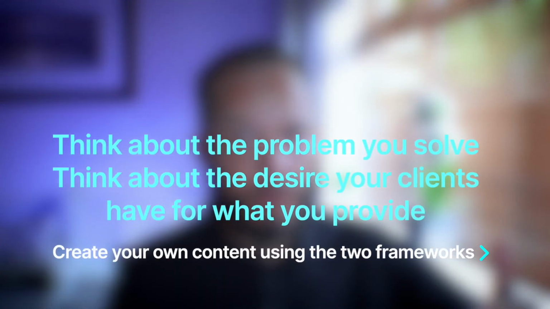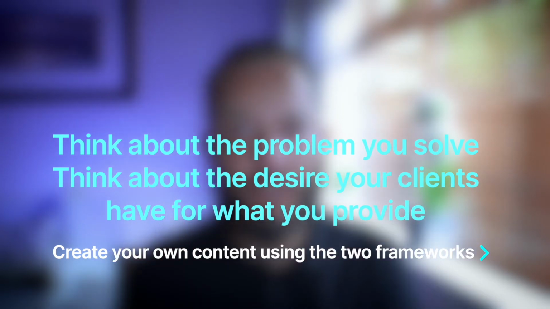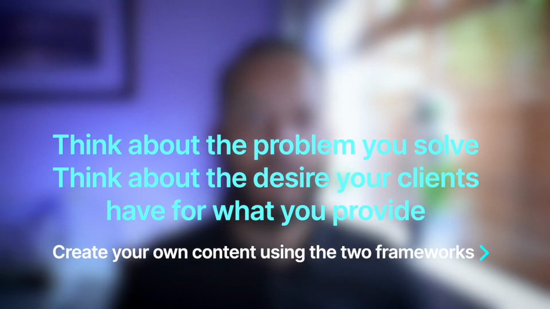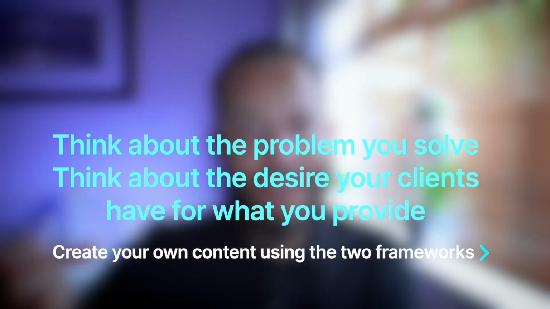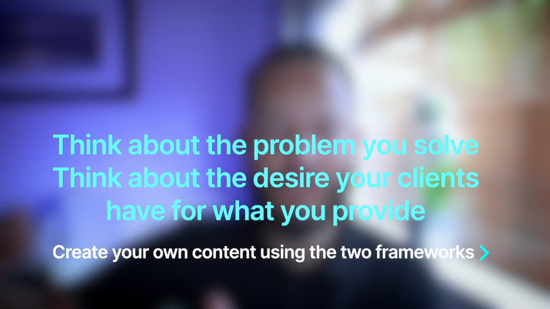So there you have it. AIDA, PAS, two of the most powerful messaging frameworks that exist in the world today. Take both of these frameworks, think about what it is that you do, think about the problem that you solve, think about the desire people have for what it is that you bring, right? And articulate it using the frameworks. Get people's attention, stimulate interest and desire, and then action. So the action piece in AIDA can be, hey, you want to find out more? Go and check out this.